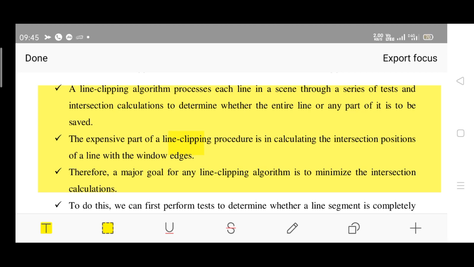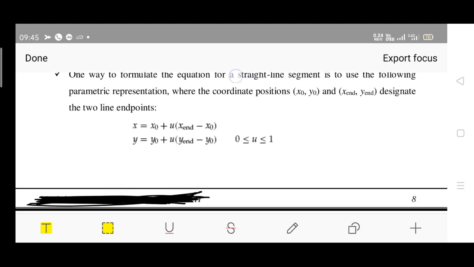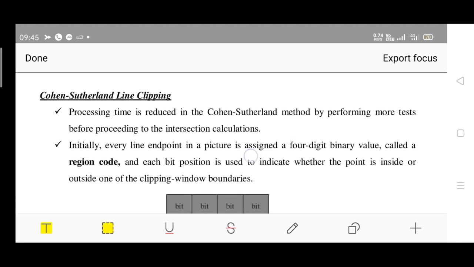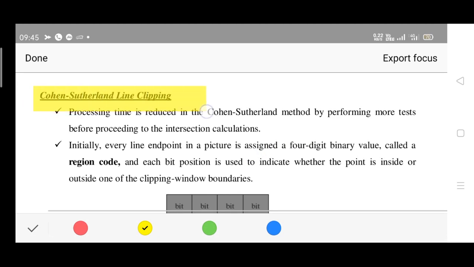Two well-known mechanisms are available to perform line clipping, that is, Liang-Barsky and Cohen-Sutherland. We will move on to the Cohen-Sutherland line clipping algorithm. Let me tell you the overview of it.